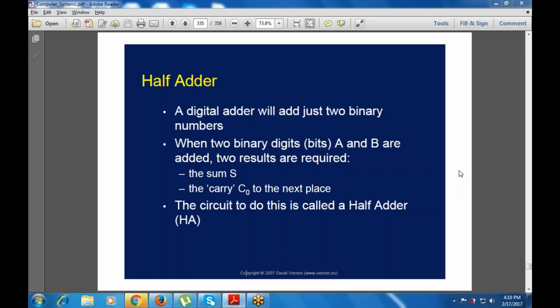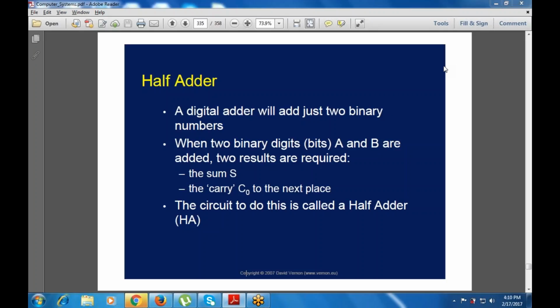Yes. So today's topic is the half adder, or the adder. What is an adder? To add two bits, we use an adder. There are two types of adder that we can use: either the half adder or the full adder. A half adder will add just two binary numbers. If I want to add more than two binary numbers, then we use the full adder.